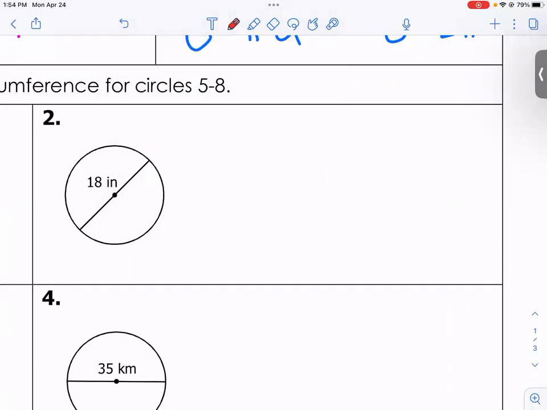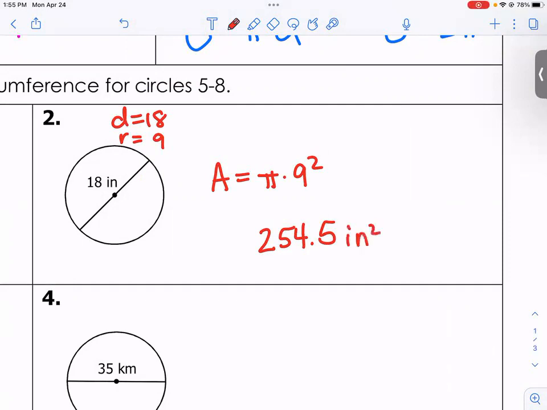In number 2, 18 represents the what? If the diameter is 18, that means the radius is 9. So our area, pi r squared, is pi times 9 squared, which you should get 254.5. Okay, is this too easy? No. Okay, just a second.